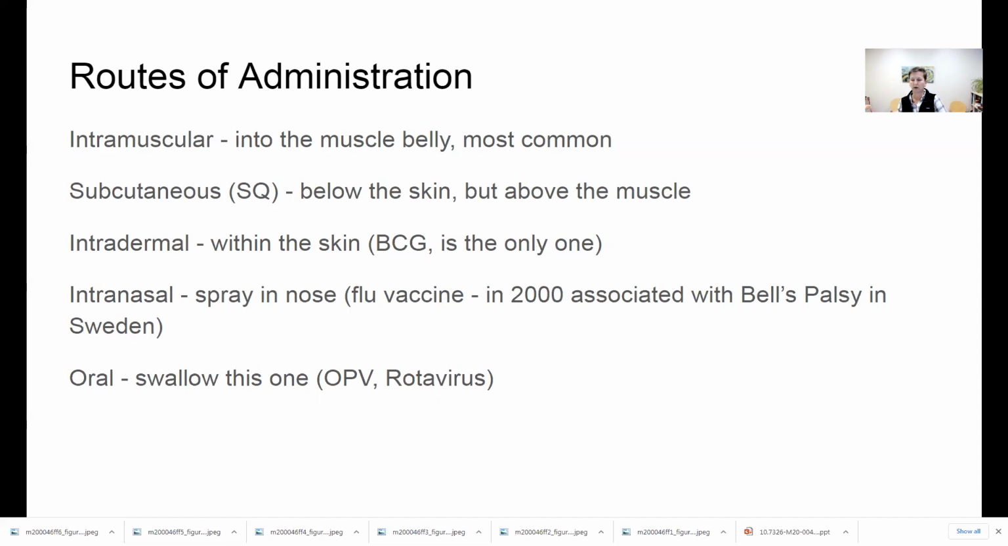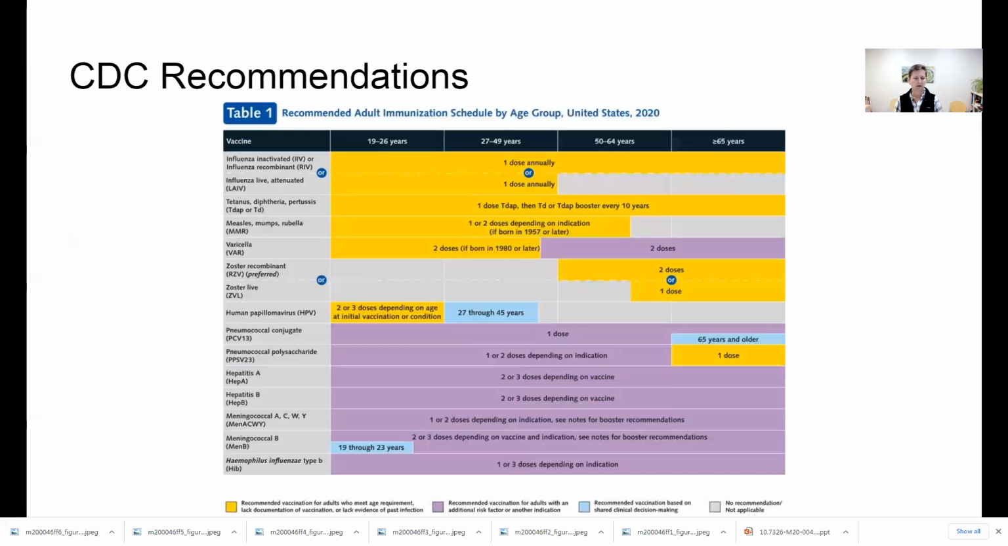And then oral, the only oral vaccines that we have are oral polio, and that is not used in our country anymore. Many of us got oral polio, but really now it's used in third world countries because of cost, essentially. And then the other one that we have is rotavirus, which is a childhood vaccine.